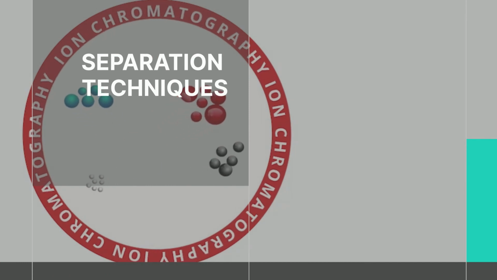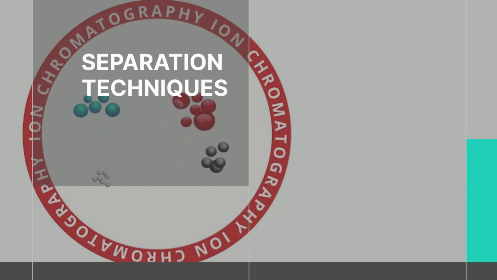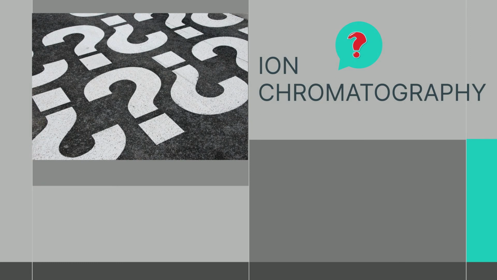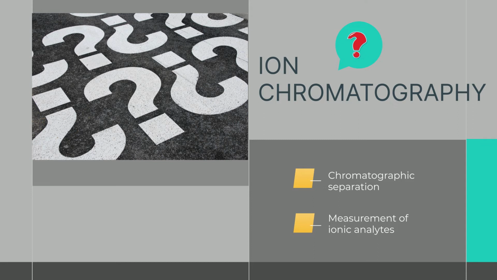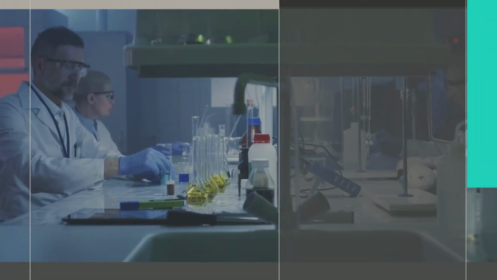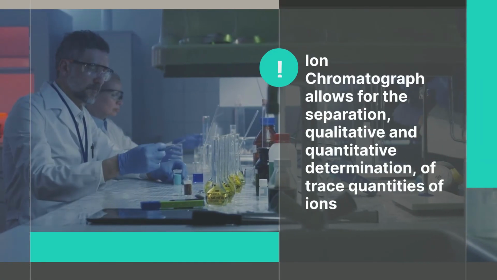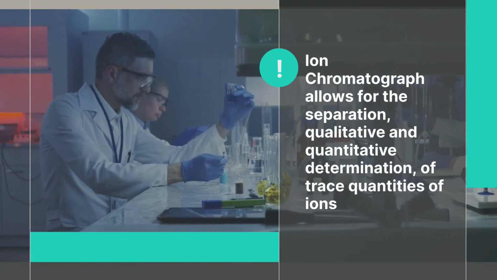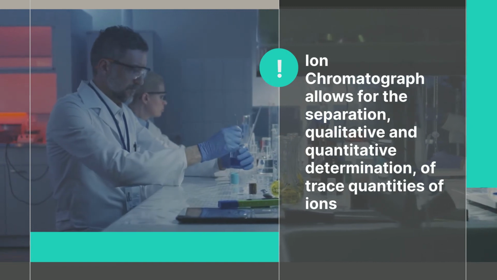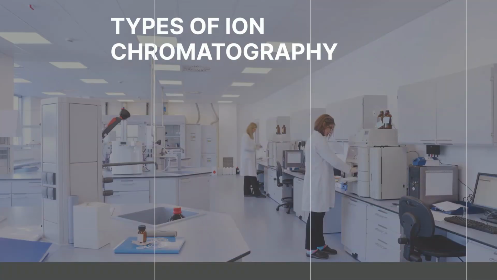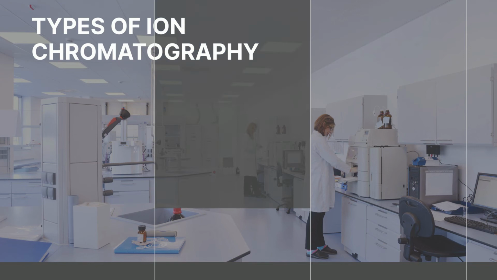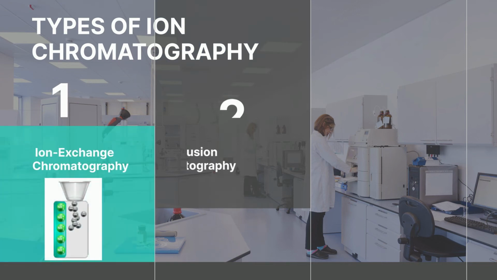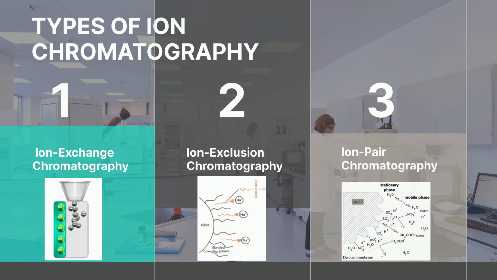There are several separation techniques available. So the next question is, why do we prefer using ion chromatography for chromatographic separation and measurement of ionic analytes? This is primarily because it is an analytical tool that allows for the separation, qualitative and quantitative determination of trace quantities of ions. The types of ion chromatography are ion exchange chromatography, ion exclusion chromatography, and ion pair chromatography.